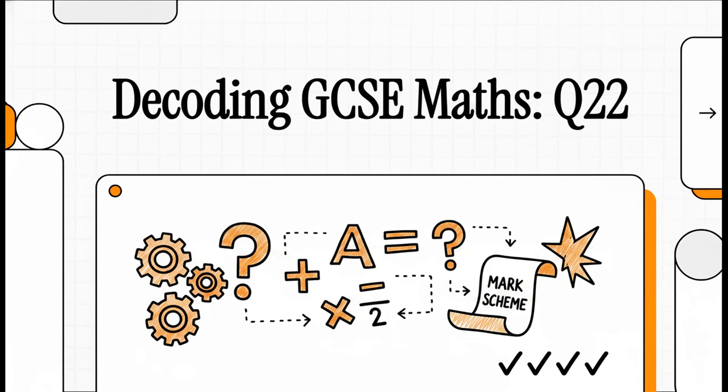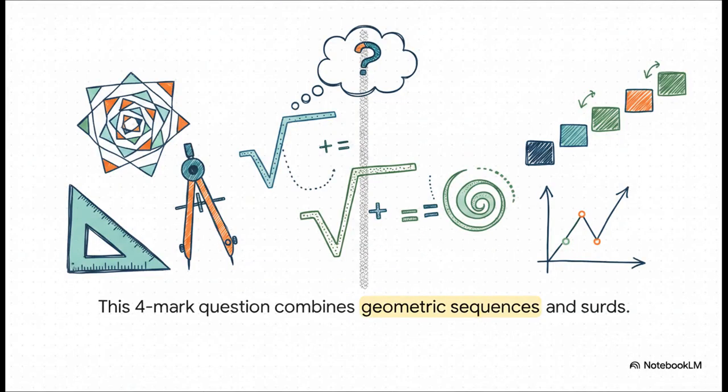All right, welcome. We're going to jump straight into a pretty tricky 4-mark GCSE maths question today. Our plan? We're going to decode this thing piece by piece, and I'll show you exactly how the official mark scheme breaks it down so you can see where every single mark comes from. Okay, let's get right into it.